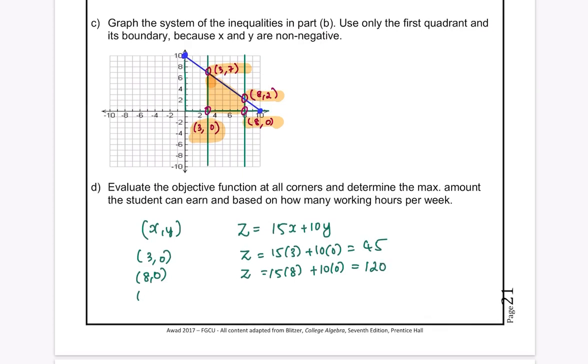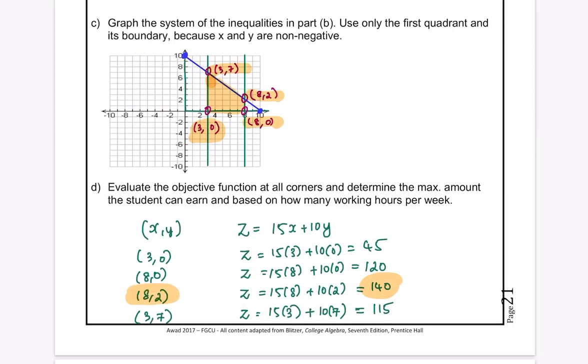And let's take a look at the 8 comma 2. 8 comma 2 would be z is equal to 15 times 8 plus 10 times 2, which is 120 plus 20, which is 140. The last option is 3 comma 7, so z is equal to 15 times 3, which is 45, and 10 times 7, which is 70. 70 plus 45 is 115. So the best case scenario, as you see right here, would be this particular one. If the student works 8 hours as a tutor and 2 hours as a TA, he'll make the most money.